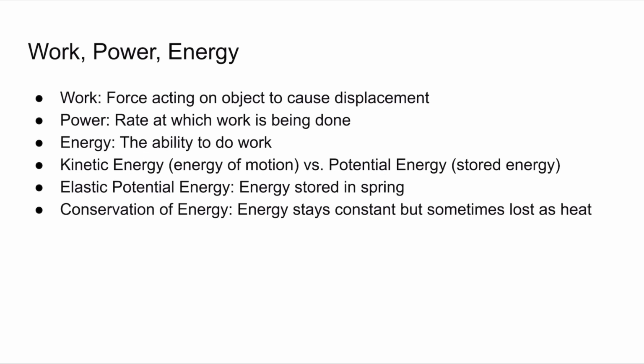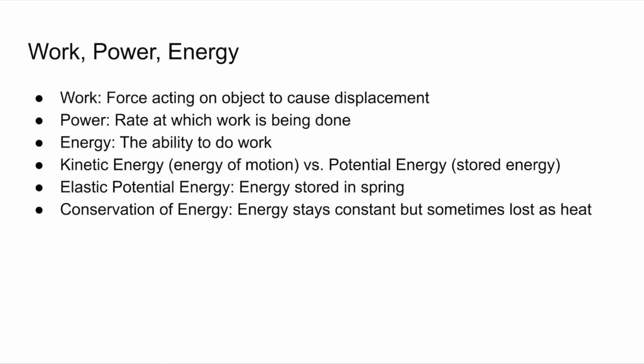Now let's move on to work, power, and energy. So work is the force which acts on an object to cause displacement. Power is the rate at which work is being done, and energy is the ability to do work. There are 3 types of energy which we solve for in this unit. Kinetic energy is the energy of motion, potential energy is stored energy, and elastic potential energy is the energy stored in a spring. Conservation of energy states that energy stays constant, but there will be situations in which you see energy decreasing, and this is because it's sometimes lost as heat.